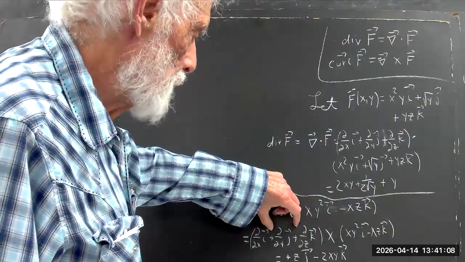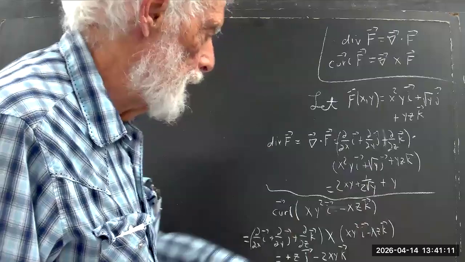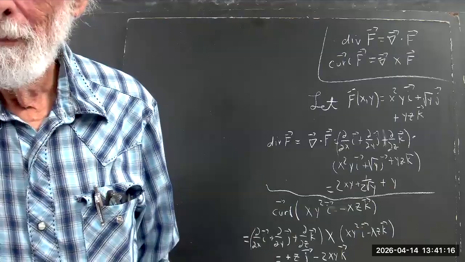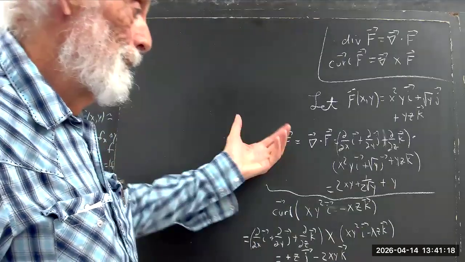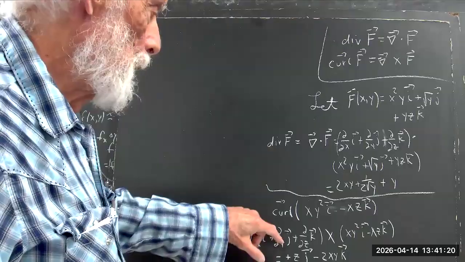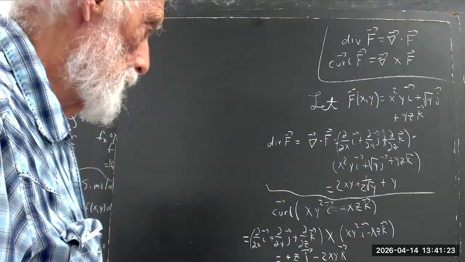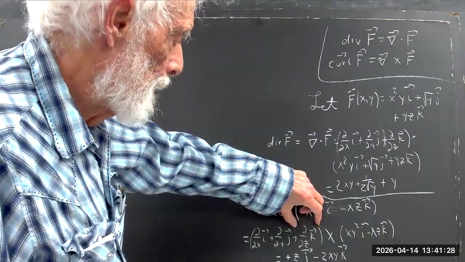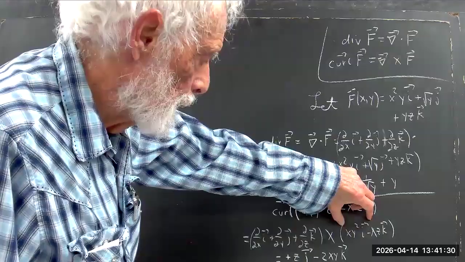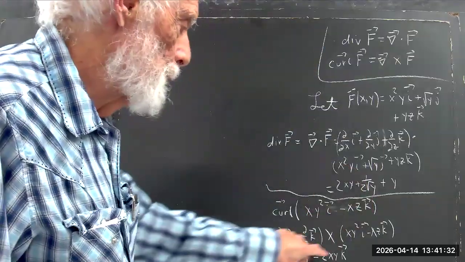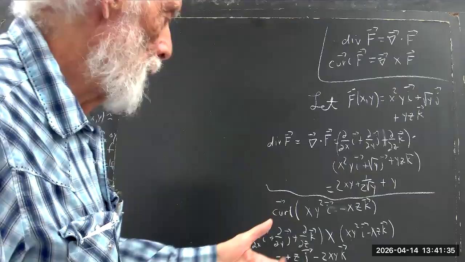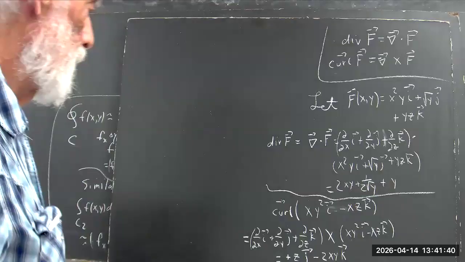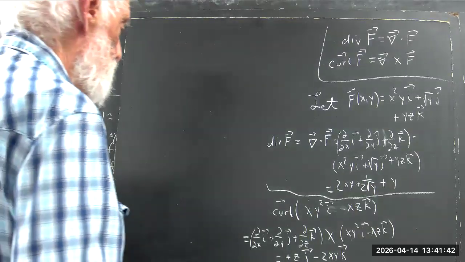And the partial with respect to y j crossed with negative xz k is zero because xz has no y component. xz is just constant with respect to y, so the j cross k is going to give us nothing. And then partial with respect to z k crossed with xy squared i, well, xy squared has no z, so you get nothing there. So you can immediately see you only get two terms, zj minus 2xy k.